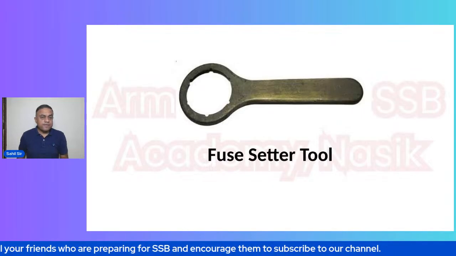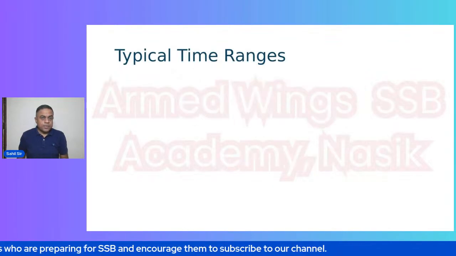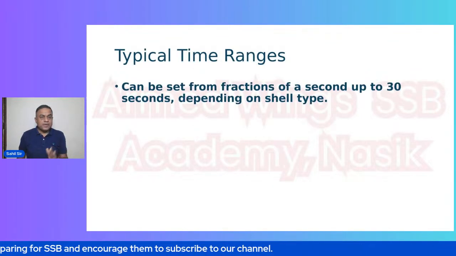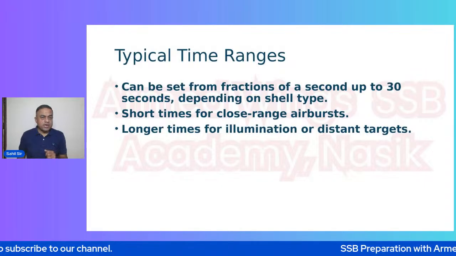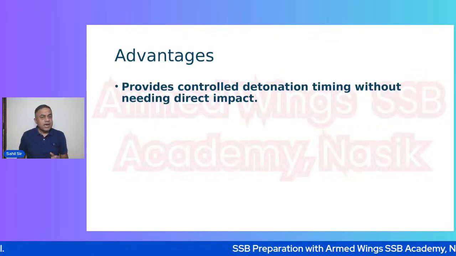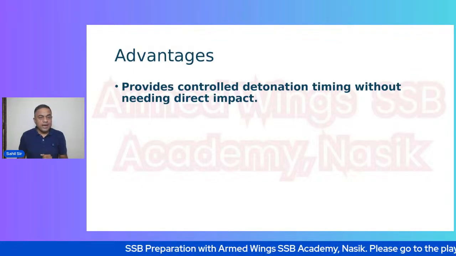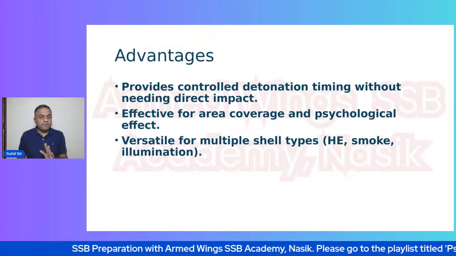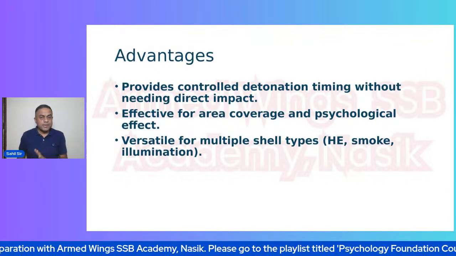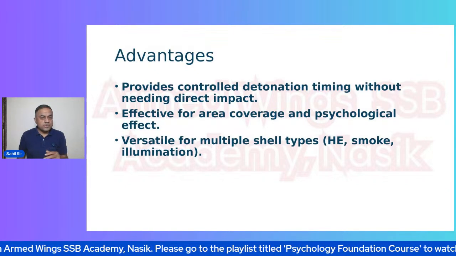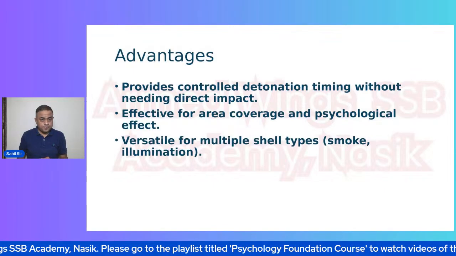Now this is what a fuse setter tool looks like. Typical time ranges can be set from fractions of a second up to 30 seconds, depending on shell type. Short times for close range air bursts, longer times for illumination or distant targets. Advantages: provides controlled detonation timing without needing direct impact. Effective for area coverage and psychological effect. Versatile for multiple shell types like high explosive, smoke, and illumination.